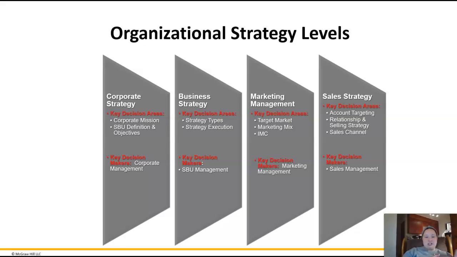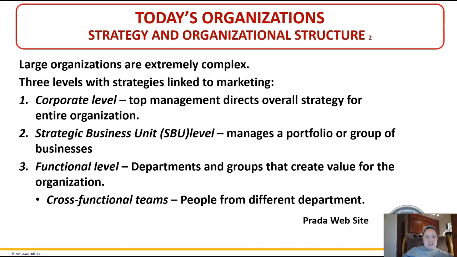So you have your corporate strategy, where your key decision areas that you're going to be thinking about are mission, strategic business unit definitions, and their objectives. And who's going to make these decisions? It's really the C-level. Then you have kind of your business strategy. So going back to this slide that's from your textbook, you see corporate level, top management directs overall strategy for the organization. That's what I'm saying.